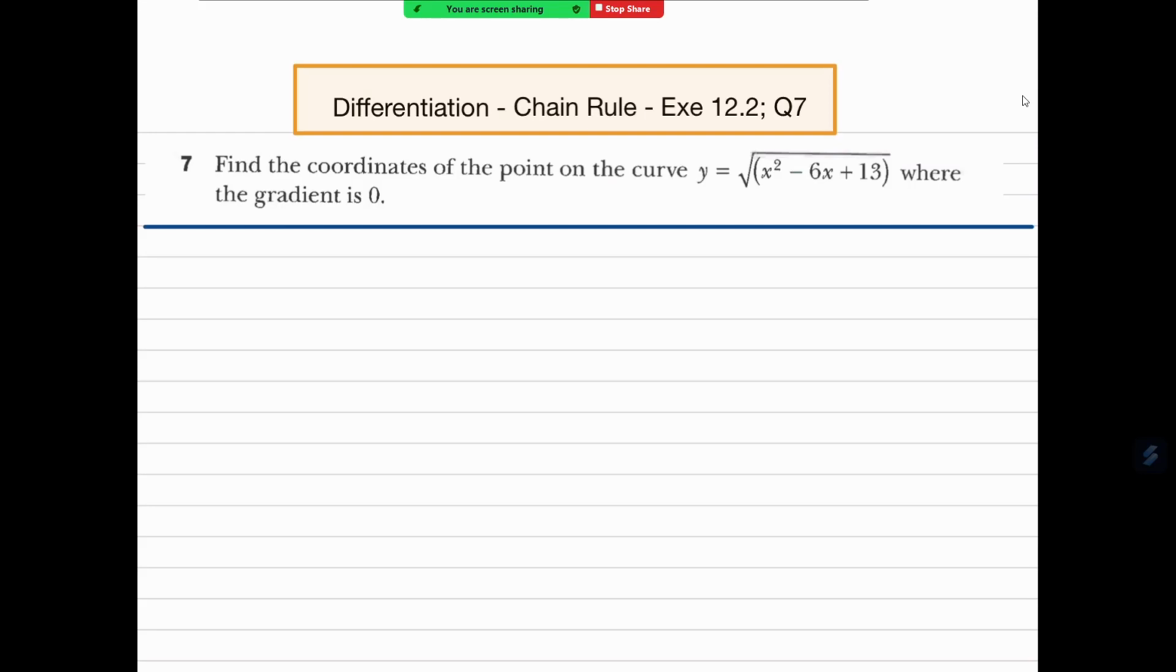We're going to learn about differentiation, particularly about the chain rule. And we're going to use the chain rule to solve the question shown on the screen. Okay, let's read the question.